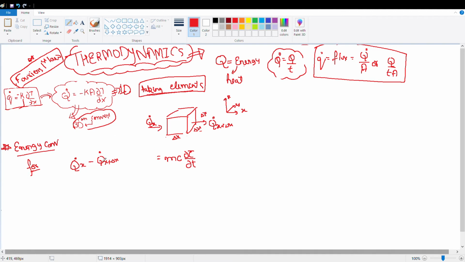Now, q dot x minus q dot x plus delta x. We know q dot x plus delta x can be written as q dot x plus delta x times q dot dash plus delta x square by 2 q double dash x and so on. These terms will be nearly 0, so we'll neglect them. So we'll get this as q dot x plus delta x times this.